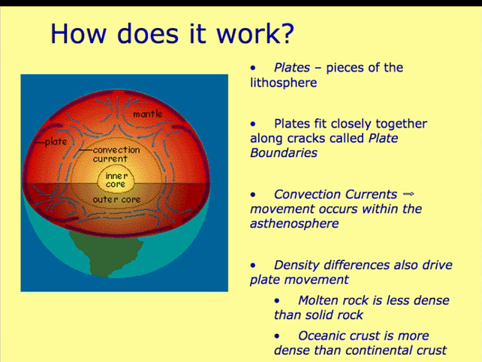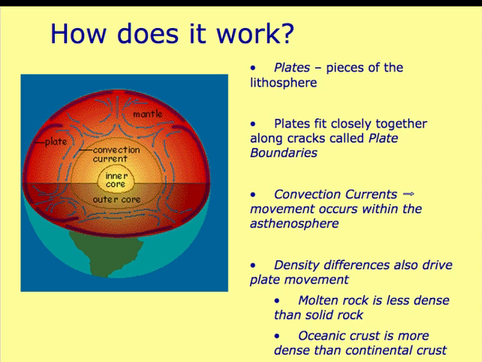So how does it all work? This is the material that Wegener and Hess weren't able to really figure out, of how these plates were moving. So first, what are plates? Well, plates are pieces of lithosphere, typically made of granitic crust that is lighter and less dense than oceanic crust. These plates fit together along cracks called plate boundaries. Convection currents is movement within the asthenosphere. So density differences drive plate motion.